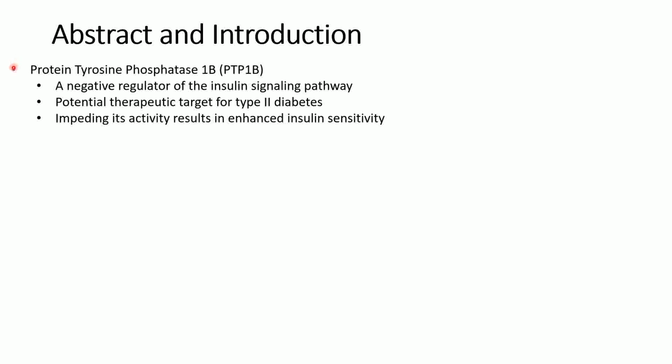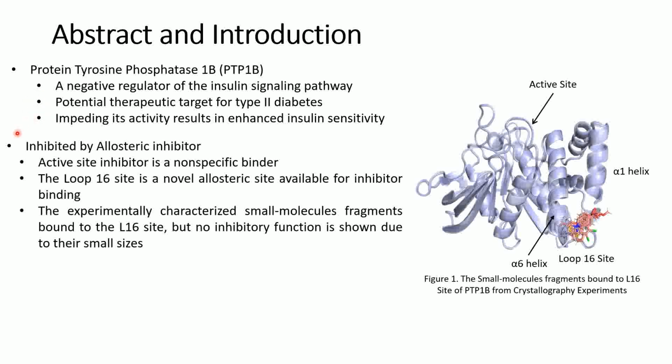PTP1B stands for protein tyrosine phosphatase 1B, which is a negative regulator of the insulin signaling pathway and is a potential therapeutic target of type 2 diabetes. However, because active site inhibitors of PTP1B are non-specific binders, that means they can bind to other proteins rather than PTP1B specifically. That is why we are looking for allosteric inhibitors that can bind to the allosteric sites of PTP1B, which indirectly alter the active site's conformation, and therefore inhibit PTP1B.